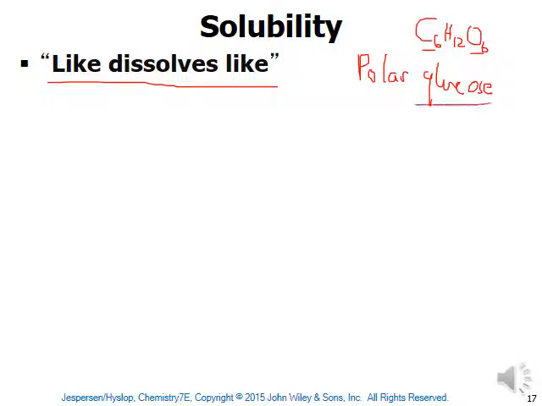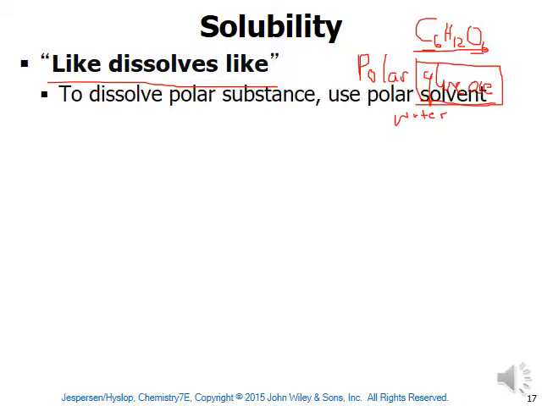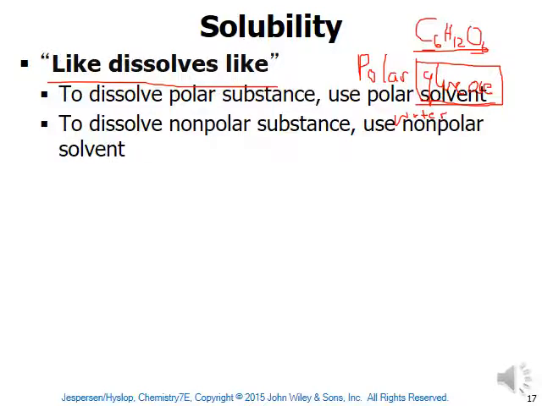So glucose is polar. This is its chemical formula, right? So when you put it in water, which is also polar, the glucose will dissolve. The reason why it does that is it forms dipole and hydrogen bonds. The same thing happens with nonpolar substances.